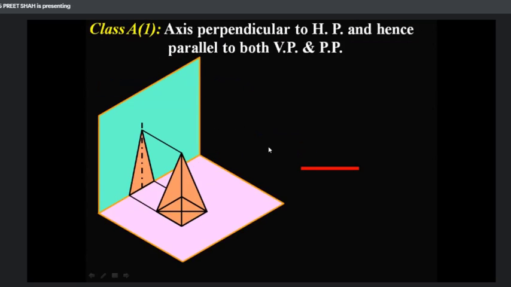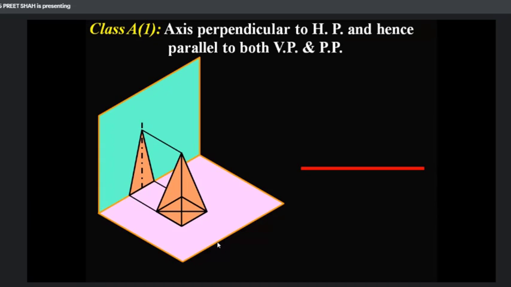Okay, now I give some simple examples. First of all I will give one square pyramid which is resting on the HP plane, on one of its sides. Most of the time you have to deal like this way. One solid is resting on HP plane, on one of its sides, or either one of its corners. Okay, so how will you start to draw first of all?